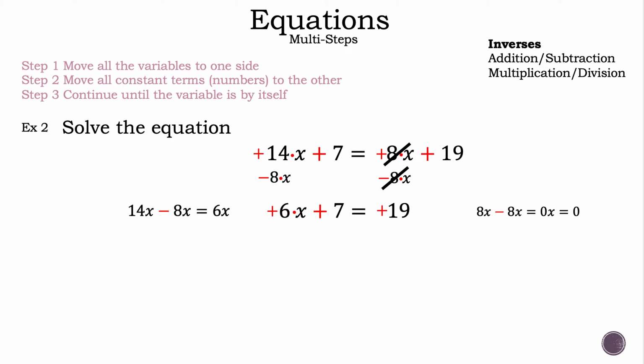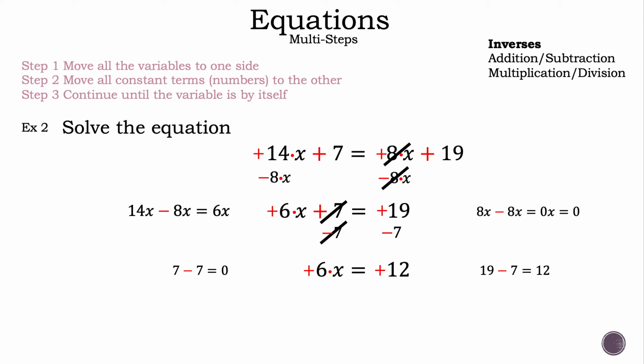And now, since we're dealing with the variable on the left-hand side, we need to move that plus 7 to the other side. And the inverse of plus is subtract. And now we're going to go ahead and subtract 7 from the left-hand side. 7 minus 7 is 0. So those numbers cancel. We're going to subtract 7 from the right-hand side as well. 19 minus 7 is 12.